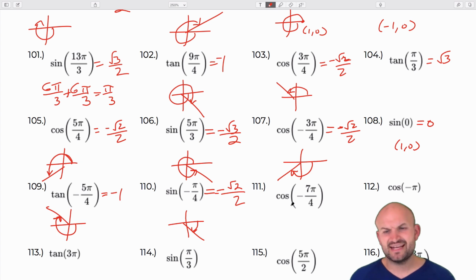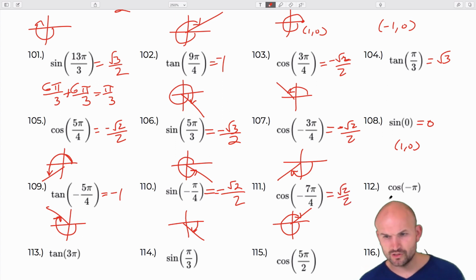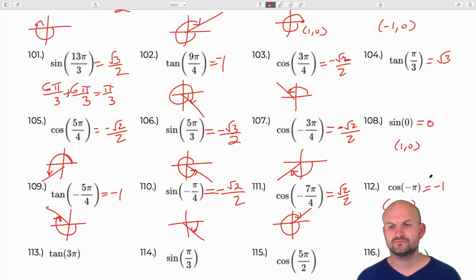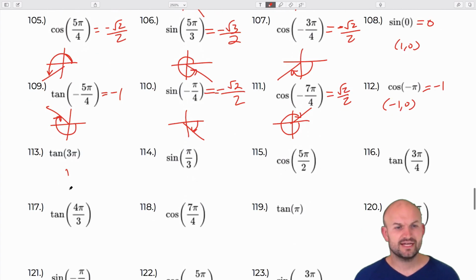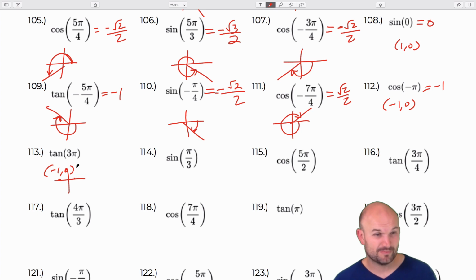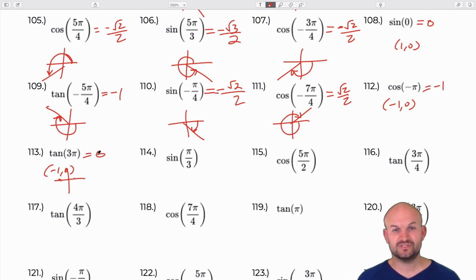Next one, cosine of negative 7 pi over 4. Let's see, that's going to be back into our first quadrant. So therefore, that's going to be a positive square root of 2 over 2. Cosine of negative pi is going to use the coordinate point negative 1, 0. Cosine of 3 pi is going to be down here. So that's that coordinate point, negative 1, 0. So the tangent of 3 pi is, again, y over x. So that's just equal to 0.